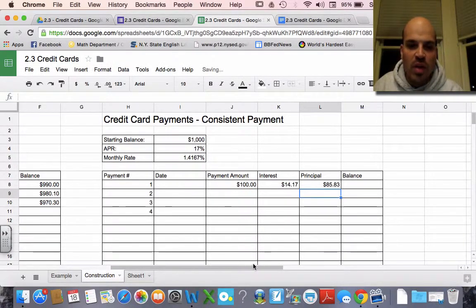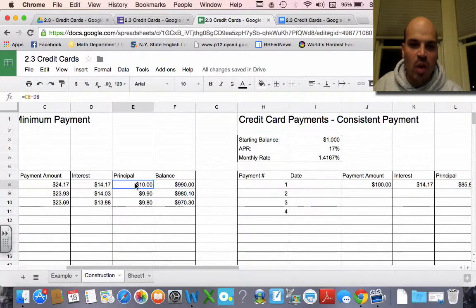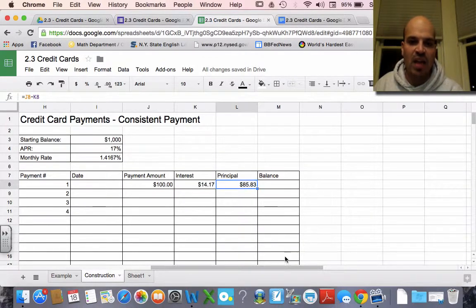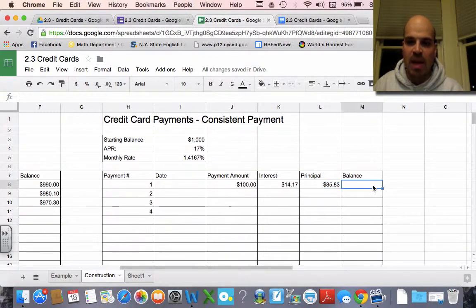And now if you notice, I'm paying a lot more of the loan off. In the first example, when I pay the minimum payment, I'm only paying $10 off. Now I'm paying $85 off. So now my balance equals this number minus my principal payment. And now my balance is much lower. It's $914 instead of $990. So we'll just do this again.